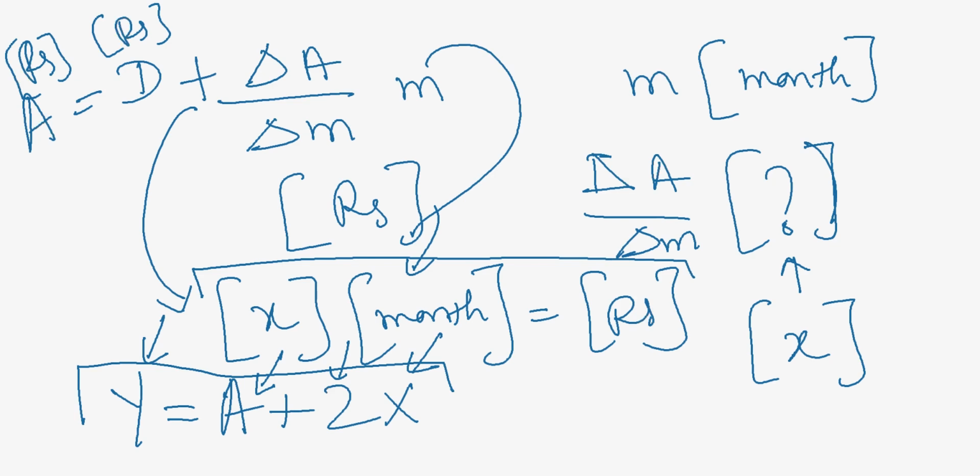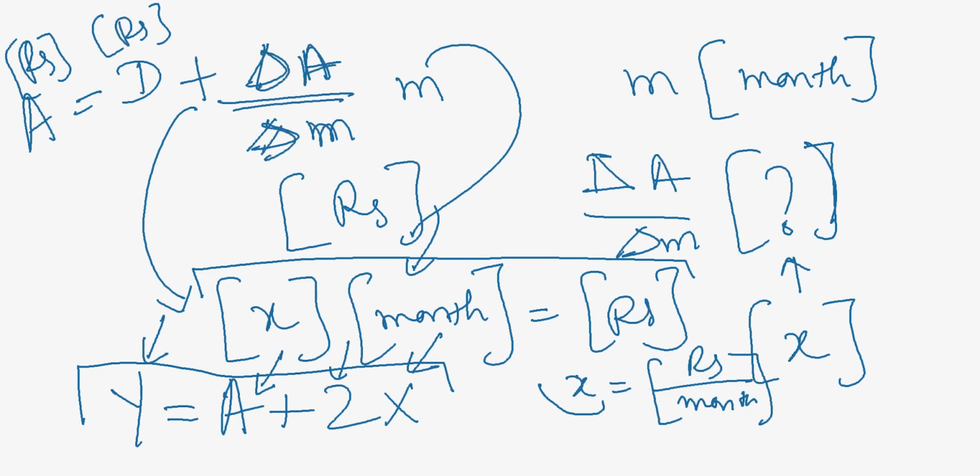In this given equation, we want to know only x, but x is multiplied with month, so divide by month on both sides. That will tell us the x unit is nothing but rupees per month. So that is actually the rate at which delta A by delta M is changing. We are asking at what rate we are saving the money. Okay, the rate of saving.